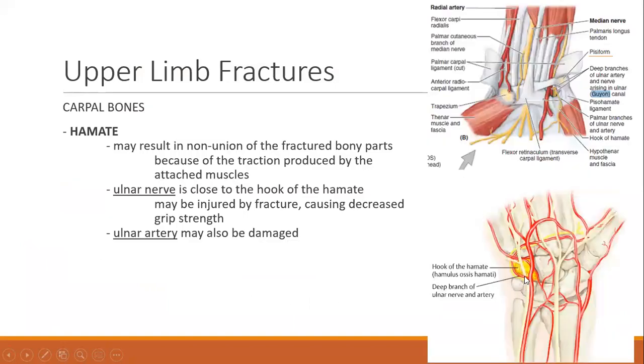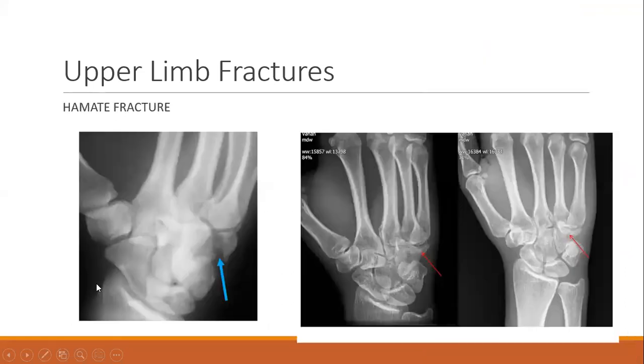For hamate, I mentioned this before, but just to reiterate, the ulnar nerve and artery pass really close to the hook of hamate. So if you fracture the hook of hamate, you can damage them. And then again, Guyon's canal, also known as the ulnar canal, with the ulnar nerve and artery passing through, is another place we can get a compression injury. And some x-rays of hamate fractures.